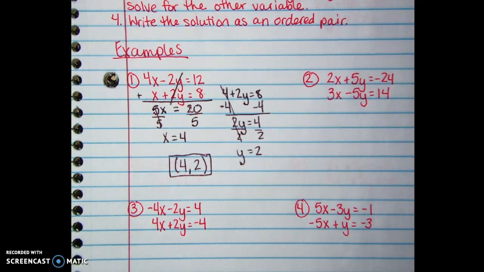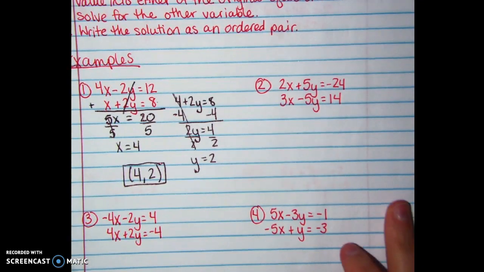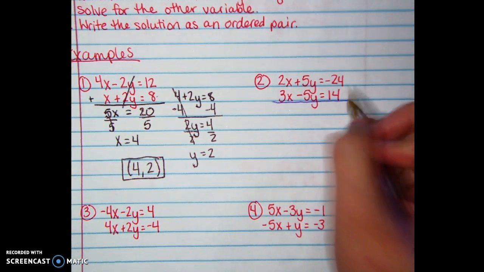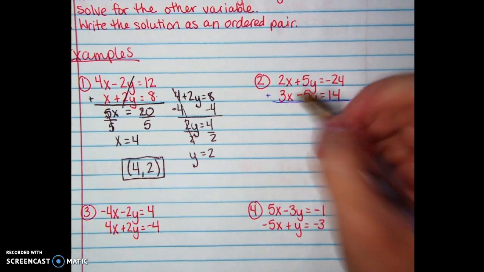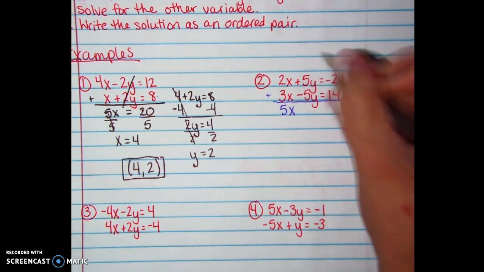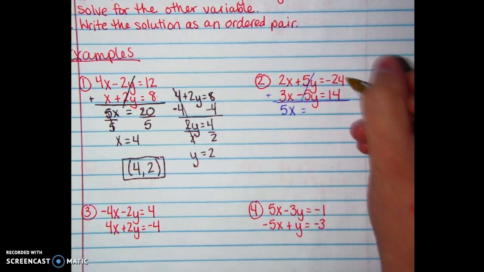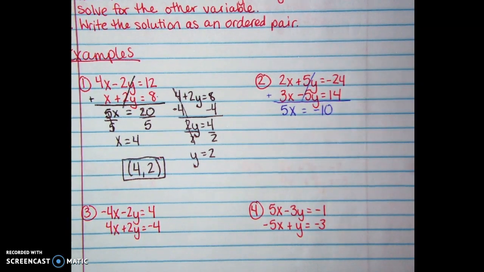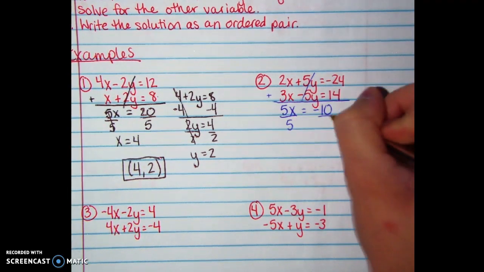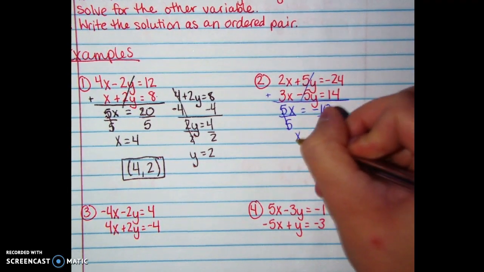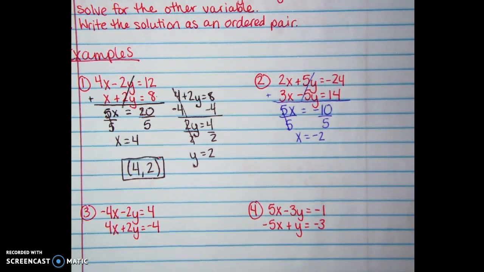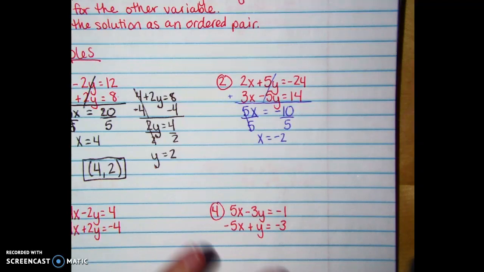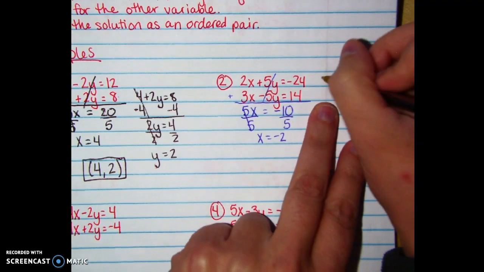Okay, let's look at number 2. Number 2, I also have opposites already, the 5y and the negative 5y, so I can go ahead and add these together. 2x plus 3x is 5x. And then negative 24 plus 14 is negative 10. Divide both sides by 5. X equals negative 2. And I can substitute it into either the top or the bottom one. I'll do the top one. It doesn't matter.